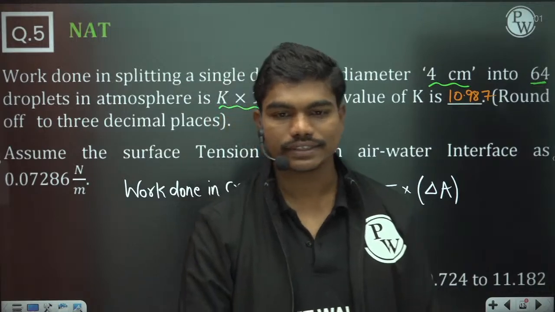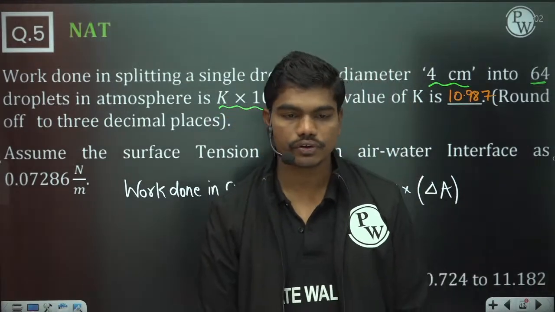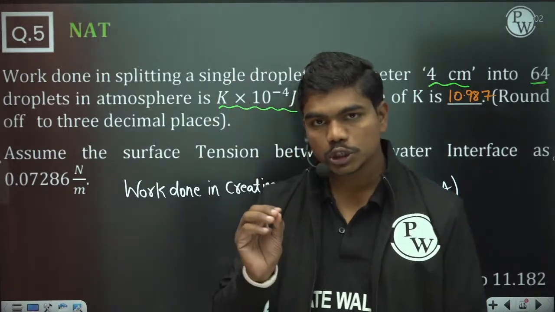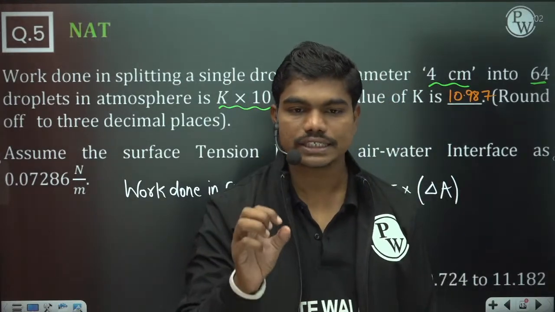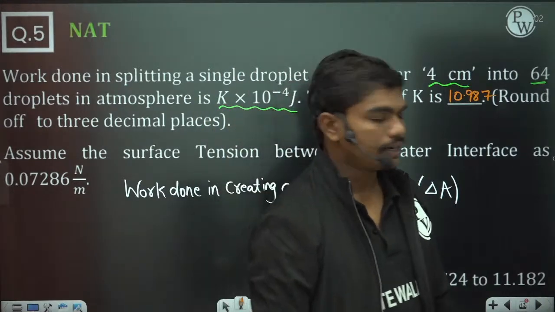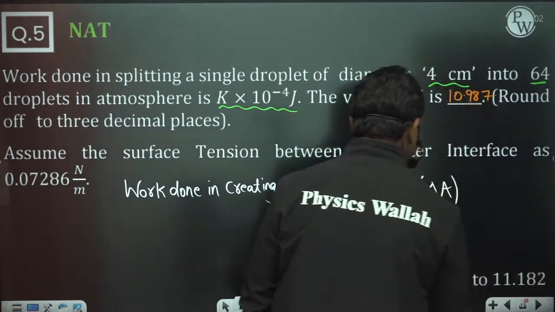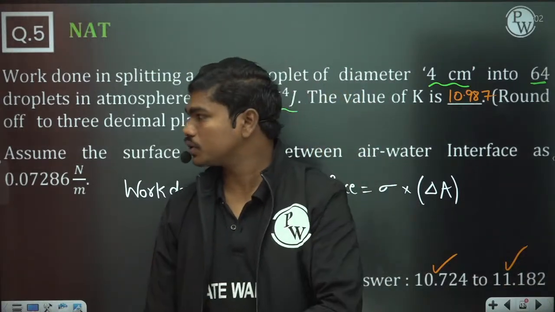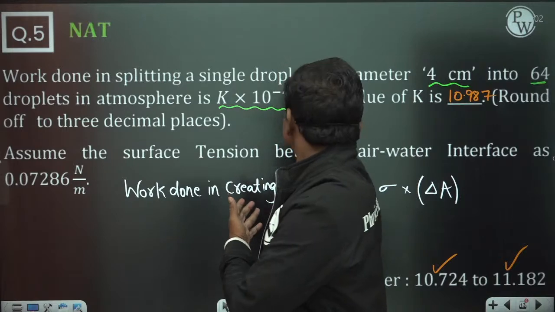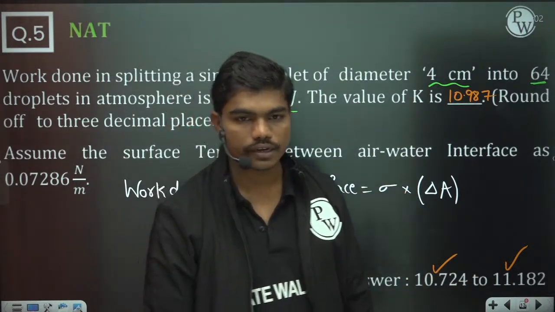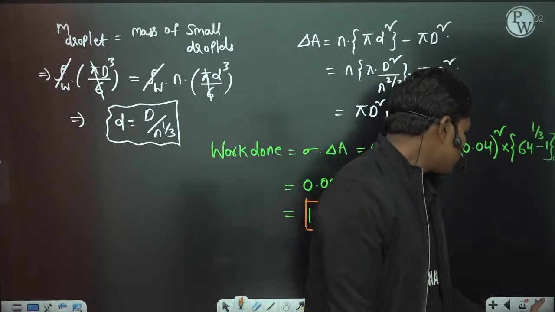So this is a clear question, right? 10.98, many of you told correct. I'm happy, but the main important point here is you should definitely understand that surface tension is always a binary property of the fluid. Clear? Of course the range is 10.724 to 11.182, so this 10.987 is within the range, so there is no issue. Clear? Let us go for the next question.